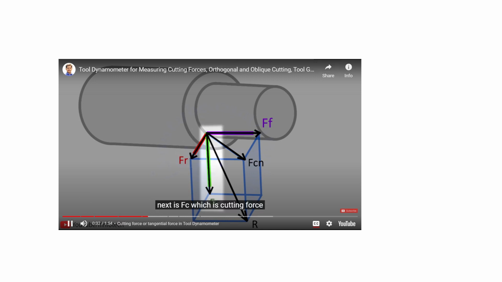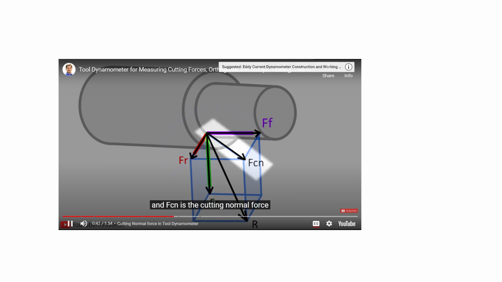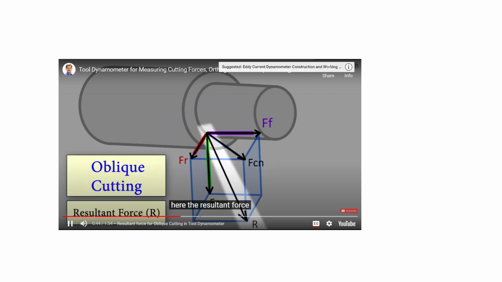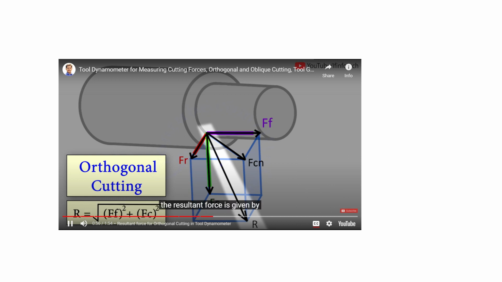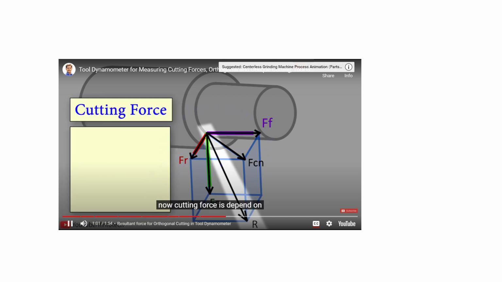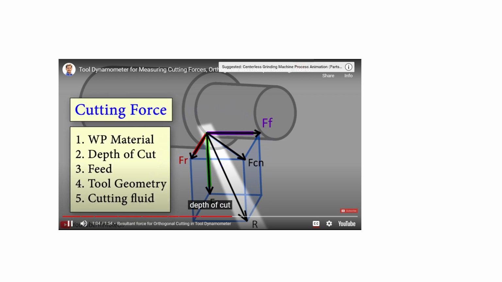Next is FC, which is cutting force or tangential force which acts in vertical plane and it is tangential to work surface. It is the largest force in cutting operation, and FCN is the cutting normal force. Here the resultant force for oblique cutting system is given by the formula R equals square root of FF square plus FR square plus FC square. For orthogonal cutting system, the resultant force is given by R equals square root of FF square plus FC square. Now cutting force depends on workpiece material, depth of cut, feed, tool geometry, cutting fluid.